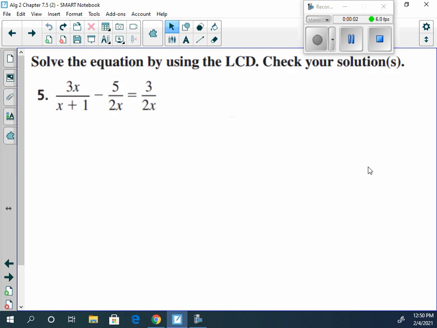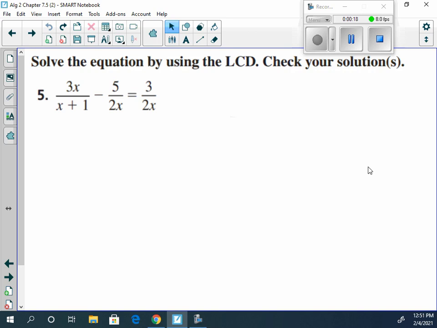So this is going to be the first problem we're going to do today. It's going to take us 2 days to go through this because I want to look at a lot of these here and get a lot of examples and practice with solving these. And so what we're going to do is we're going to use the least common denominator.